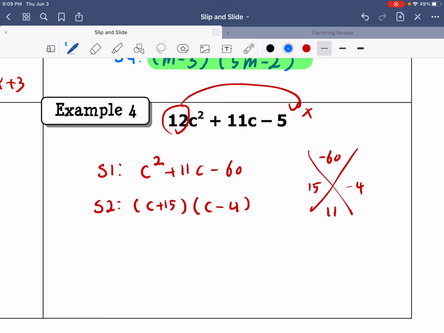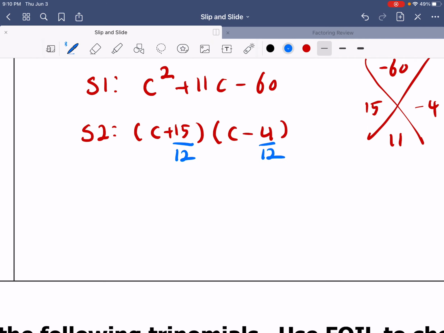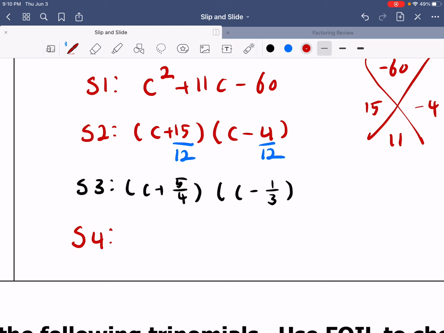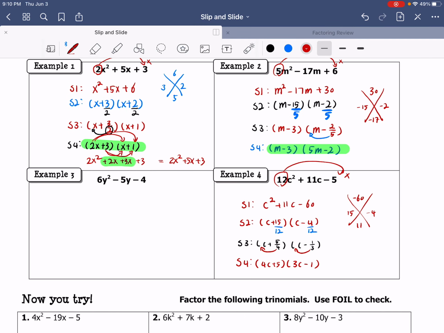And again, you have to divide by what you slipped over. In this case, 12. Awesome. So in this example, we have to simplify both numbers. So 15 over 12 is going to be 5 over 4. And 4 over 12 is going to be 1/3. Now you have to slide it back in front of c, which you will get 4c plus 5 and 3c minus 1. Okay? So that's how you do it.